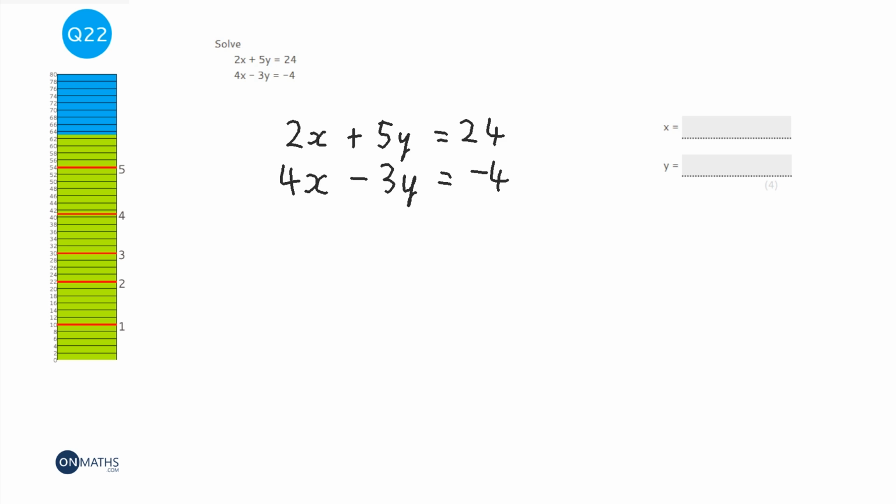Now looking at this, and I'm going to label these A and B. Looking at this, if I double A, then the x's would become the same because they both have a coefficient of 4. So what I'm going to do now is I'm just going to write 2A.